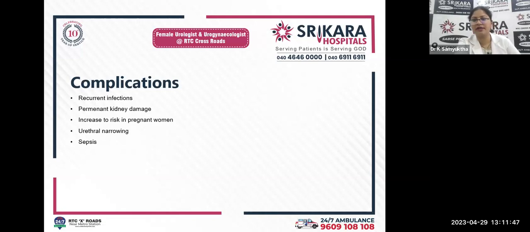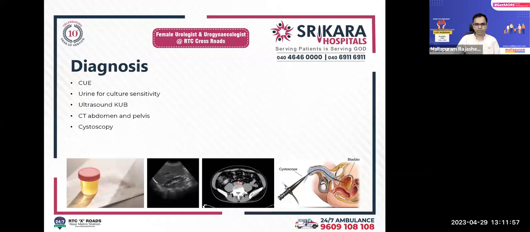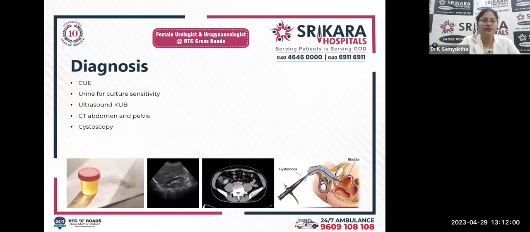So anytime, at any point of time, be it first episode or multiple episodes, urinary tract infection has to be seen by a urologist and treated. How do we diagnose a urinary tract infection? It can be diagnosed by two simple tests. One is a urine test, the other is an ultrasound test.